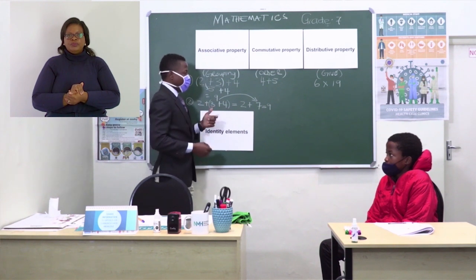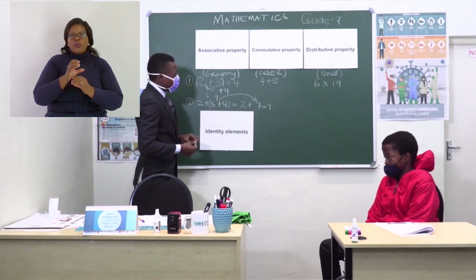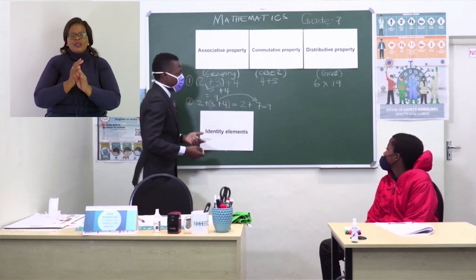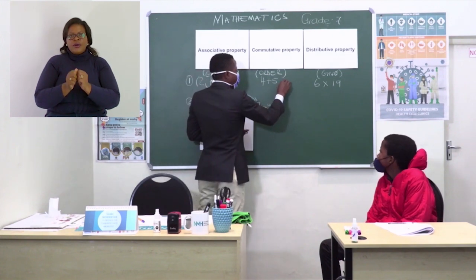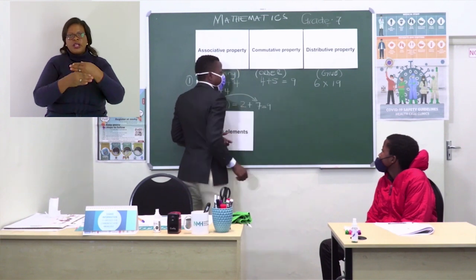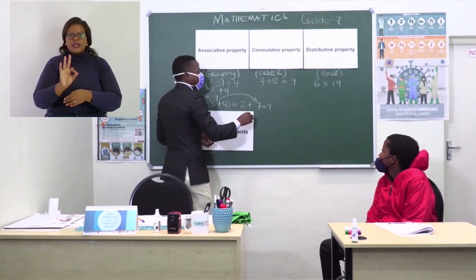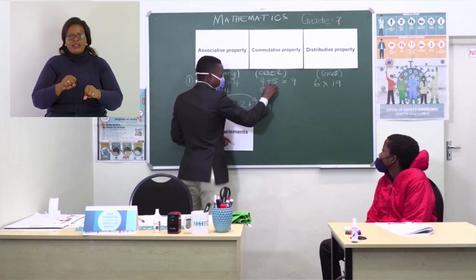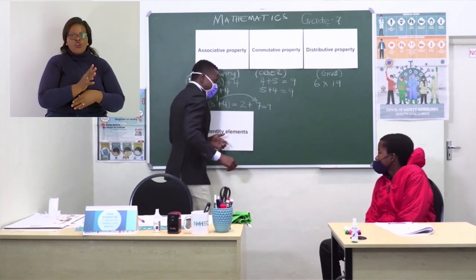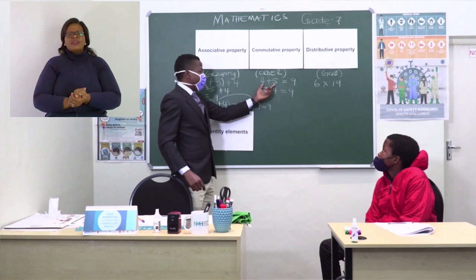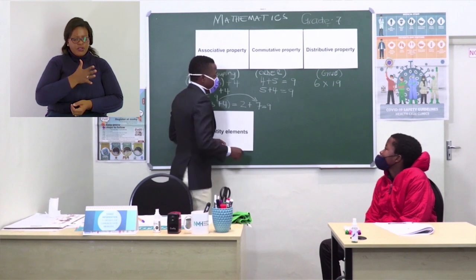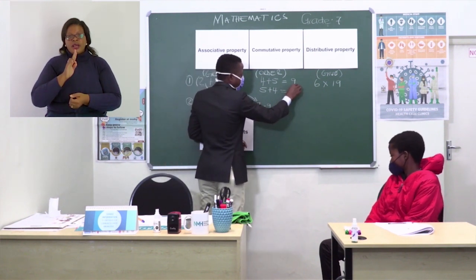Commutative property, there is an order that you have to change. For example, I may have 4 added to 5 to give me 9. But I can decide 5 added to 4 to give me 9. Now look at this. 4, 5. 5, 4. Addition is the same, but I still get the same answer.